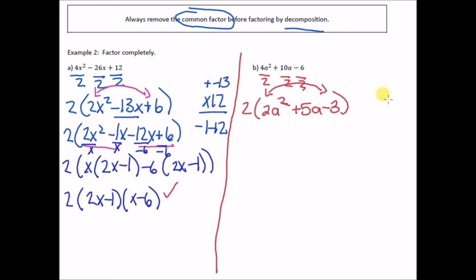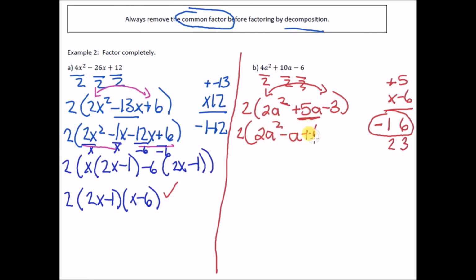Okay, leading coefficient is not 1, so we have to multiply 2 times negative 3. So what two numbers multiply to negative 6 and add to 5? Okay, well 1 and 6, 2 and 3. You have to add to 5, but one of them has to be negative because we have negative 6 here. Let's do this. Negative 1, 6. Okay, so let's break down that middle term. 2a squared minus a plus 6a minus 3.